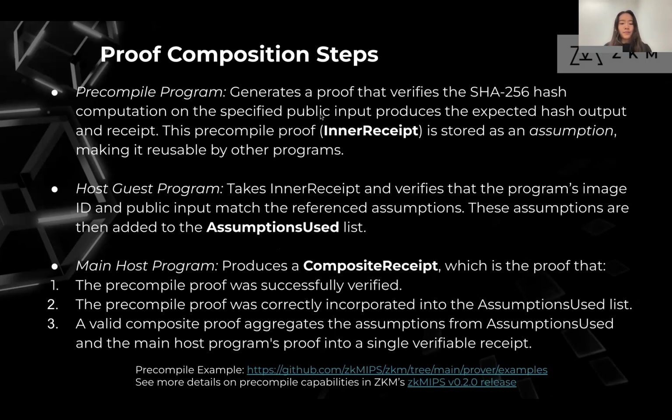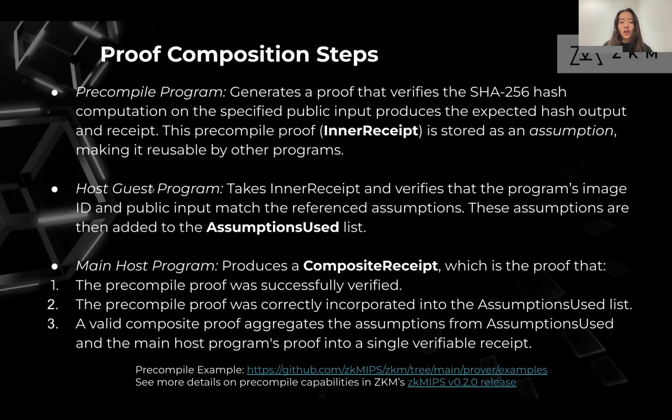been using, in terms of the exact steps of this process, there are three main programs that play different roles within this composition. So we have our precompiled program. Its main role is to generate a proof, in our example, that verifies the SHA-256 hash on specified public inputs and produces the expected hash output and receipt. So that precompiled proof, which we call the inner receipt, is stored as an assumption, and it's also reusable by some other programs that are involved in this process.